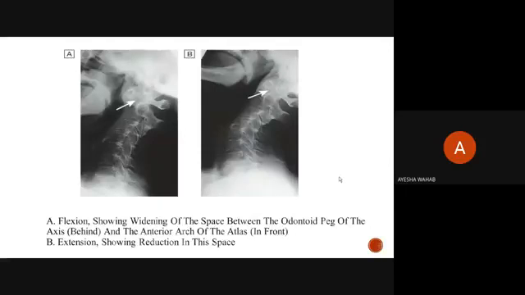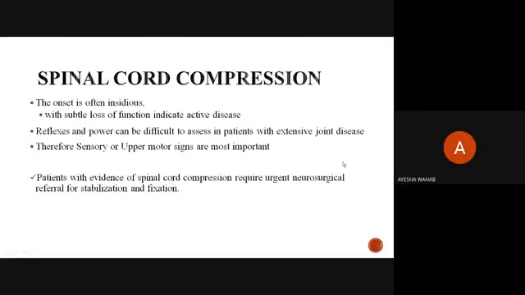In these pictures, you can see the subluxation of the atlanto-axial joints. In flexion, there is widening of the space, and in extension, there is narrowing of the space. You can see this in these diagrams. Next, please. Next.